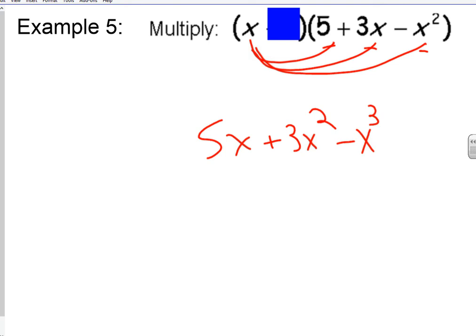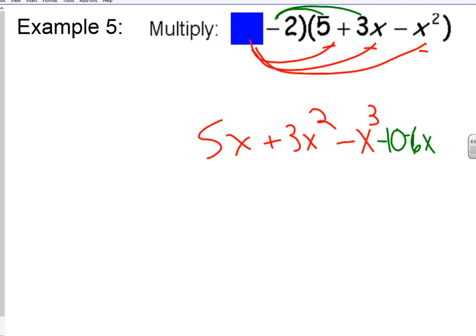Now I'm going to go ahead and distribute the other one. That's why it's called super distributing. Negative 2 times 5 is negative 10. Negative 2 times 3x is negative 6x. And negative 2 times negative x squared is positive 2x squared.